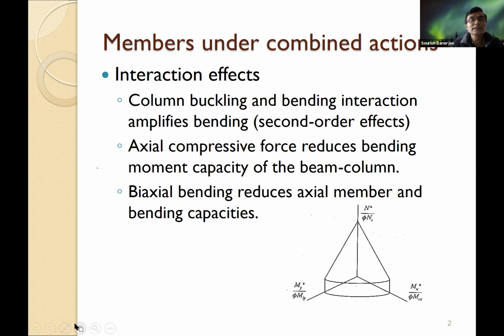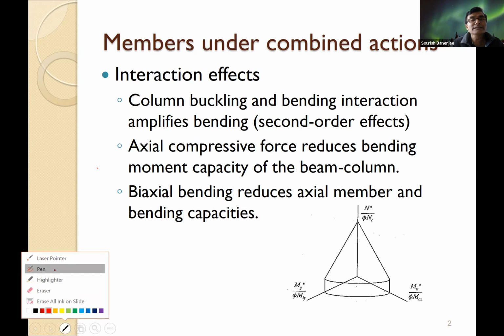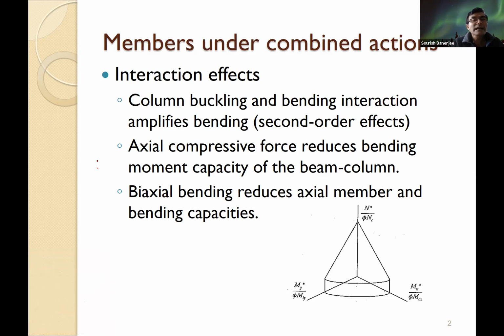So if you look at the second one, what we are saying is when we have the axial compressive force and bending both acting, that means you have a compressive force and then we have a bending. Then what happens is the axial compressive force reduces the bending moment capacity of the beam column. Why are we using the terminology beam column? Because you see, it's a column which is subjected to axial load, but it is also subjected to bending.